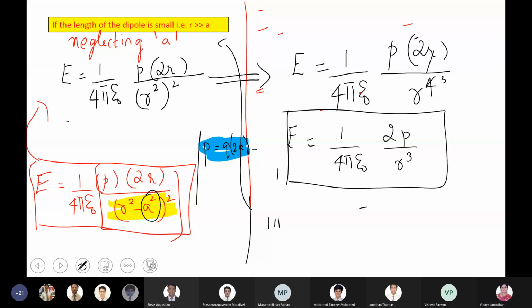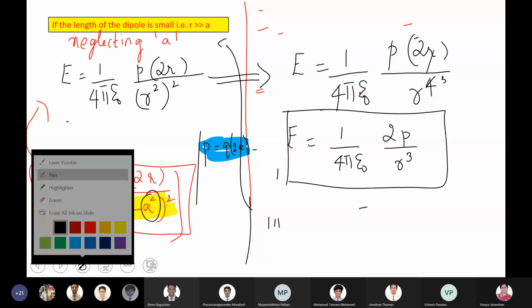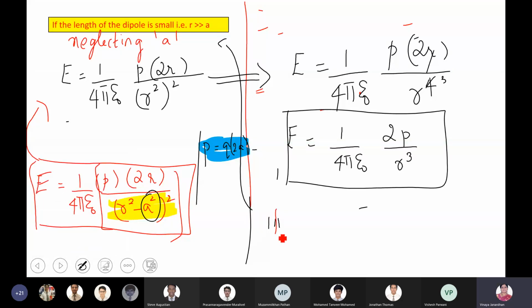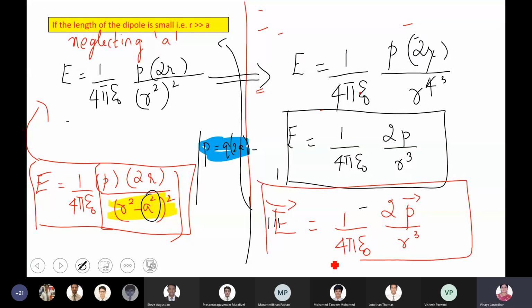If I go for the direction, then E vector will be equal to 1 by 4 pi epsilon naught 2 P vector by R cube. And I can put R cap also. This is your final answer.